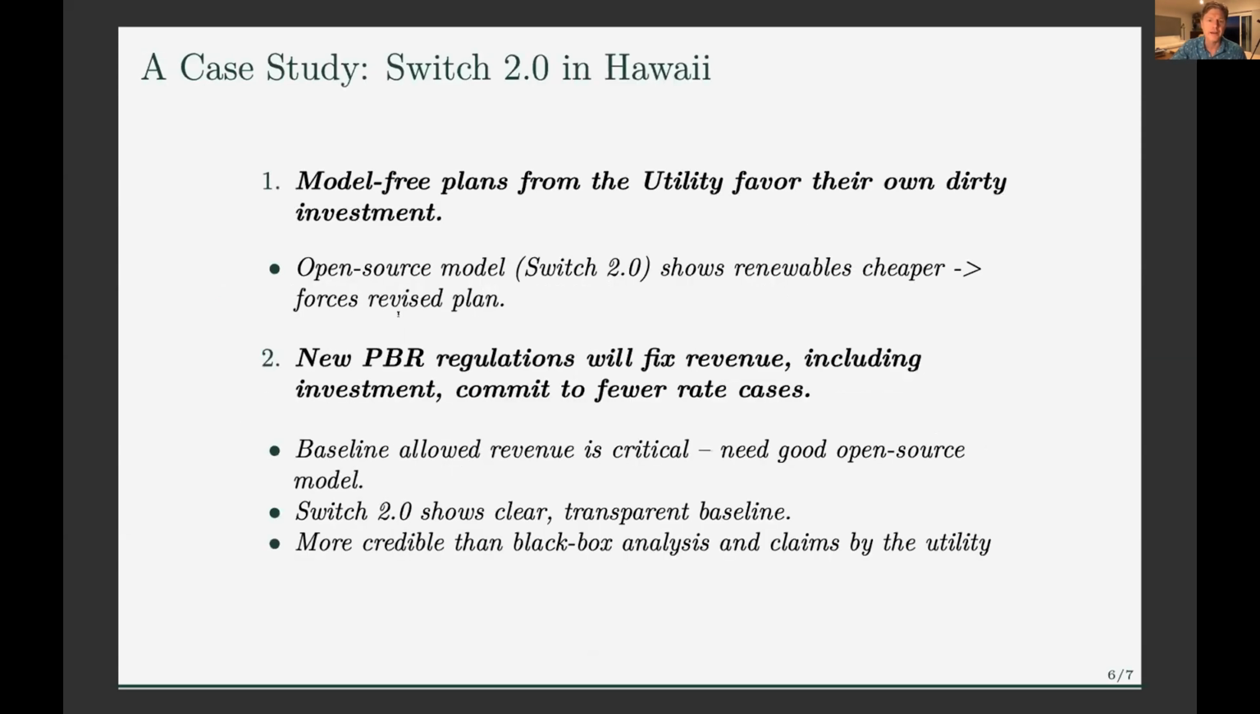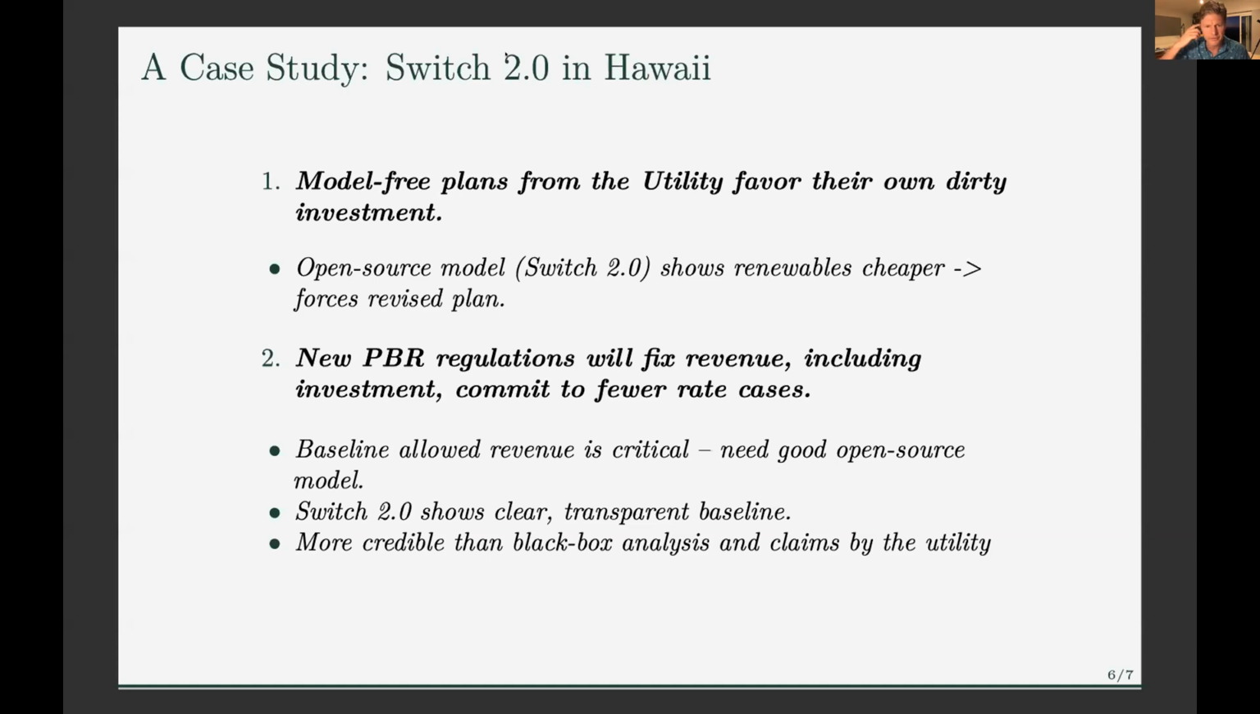So a case study in Hawaii, Matthias can speak about this to more extent, but the two big pieces were: the utility developed a plan for the renewable energy goals, and their plan wasn't very good. It was excessively expensive, and of course favored their own dirty investment over better plans that didn't involve their investment. So Matthias built a model, and it was all open source and a lot more transparent than the utility's assumptions, that showed a different plan that was cheaper and had more renewables sooner. So that is hard to beat back if you're really transparent.